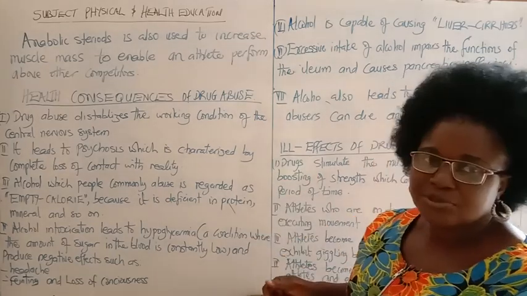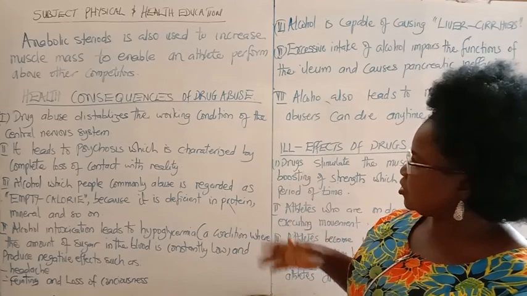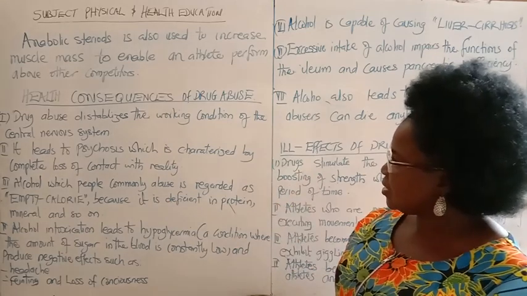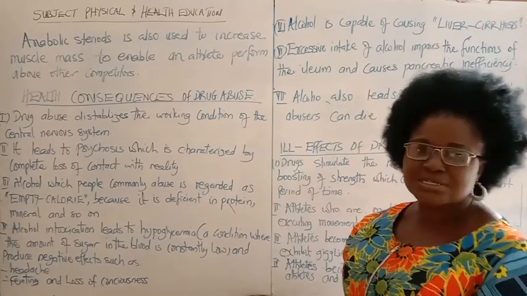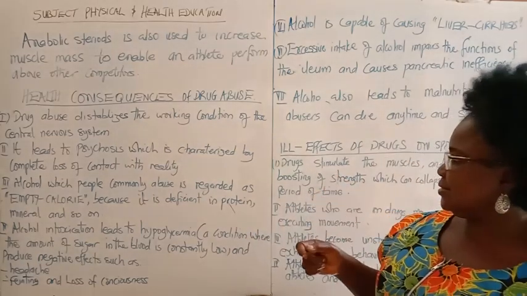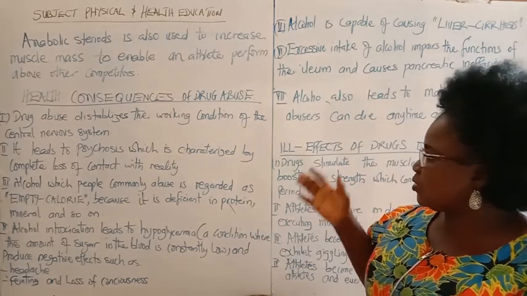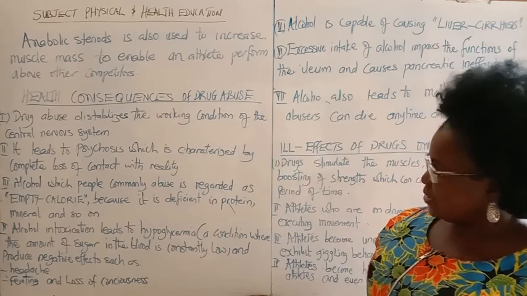Number one, drug abuse destabilizes the working condition of the central nervous system. Two, it leads to psychosis. Psychosis means madness. It is characterized by complete loss of contact with reality.